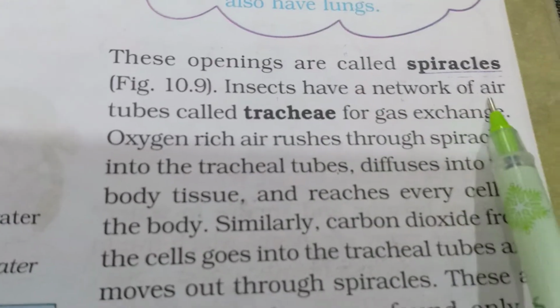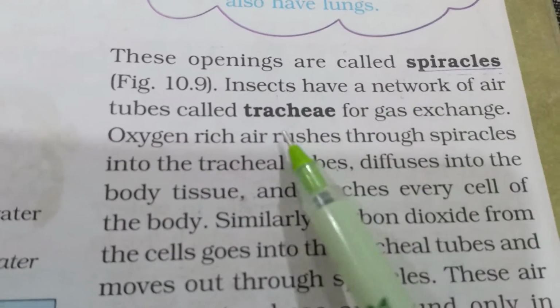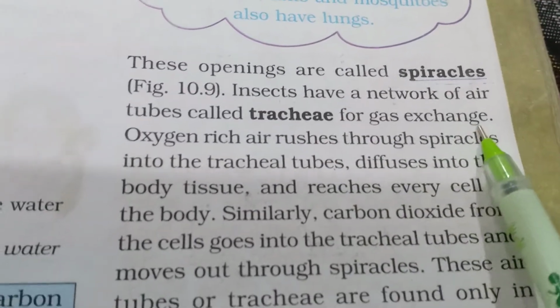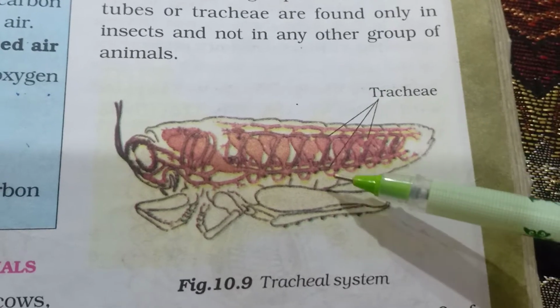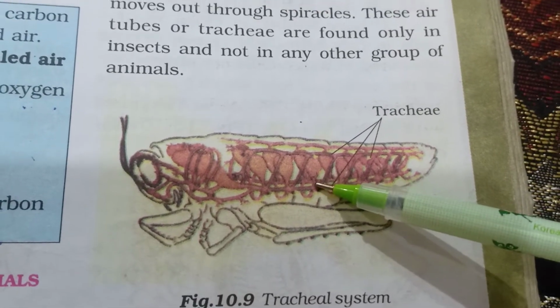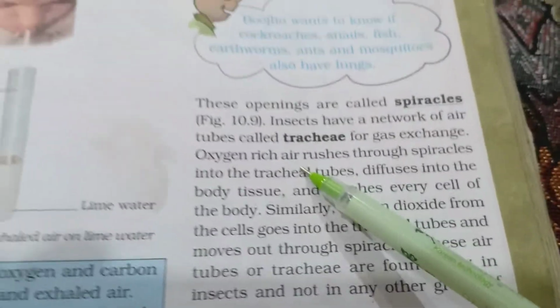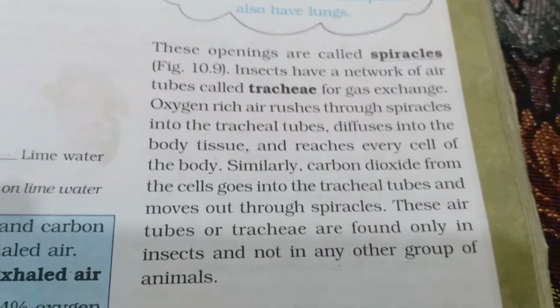Insects have a network of air tubes. उनके अंदर एक air tubes का network होता है जिसको हम क्या कहते हैं? Trachea. So that the exchange of gases can take place. Look at the figure 10.9. You can see the tracheas here. These are the tracheas. ये जो छोटी छोटी होती है ना, ये exchange के लिए होती है gases की. These are called tracheas. Oxygen rich air rushes through spiracles into the tracheal tubes.